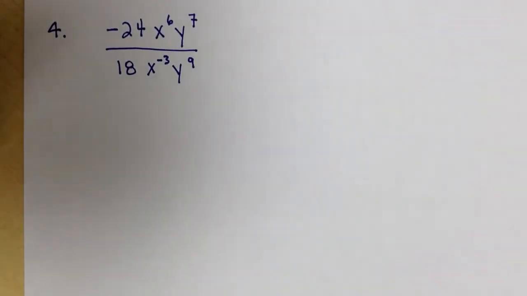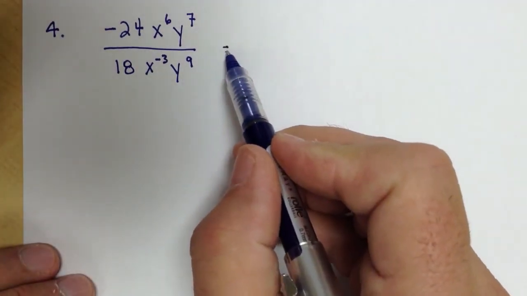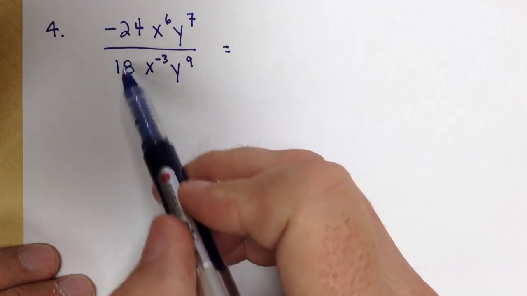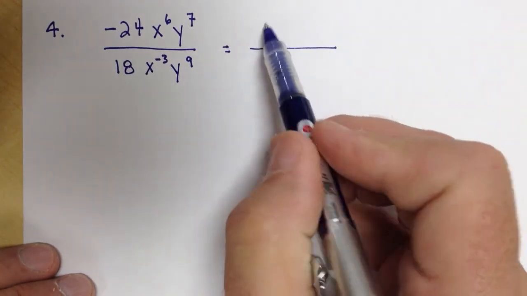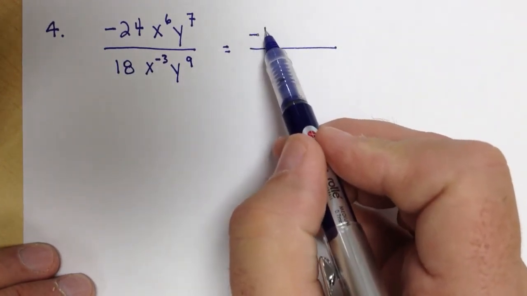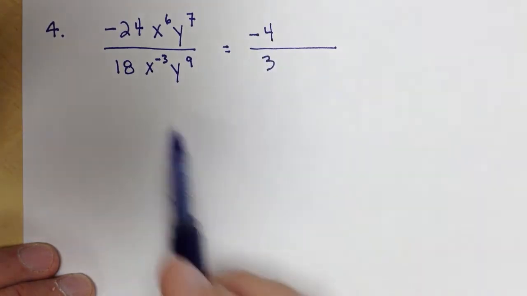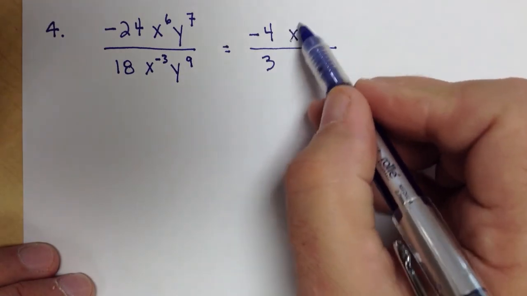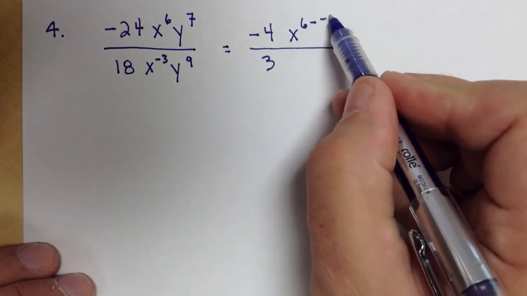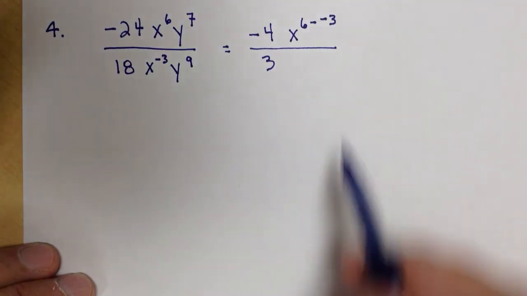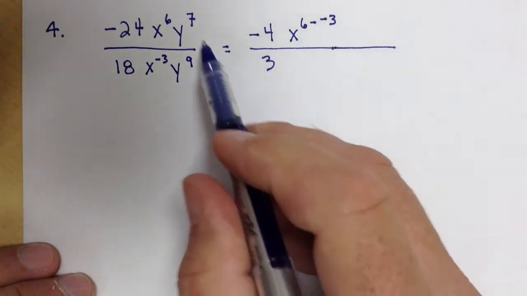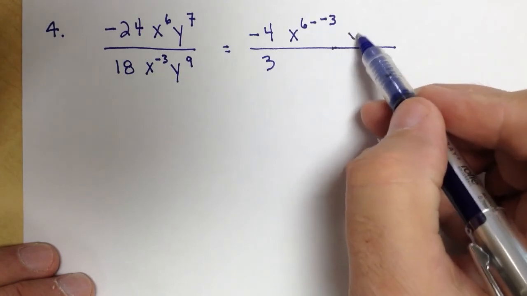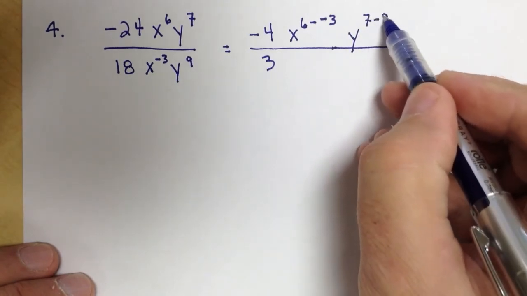Number 4. So number 4, 6 goes into 24, 6 goes into 18. X to the 6th over x to the negative 3rd can be thought of as x to the 6 minus a minus 3. Likewise, y to the 7th over y to the 9th can be thought of as y to the 7 minus 9.